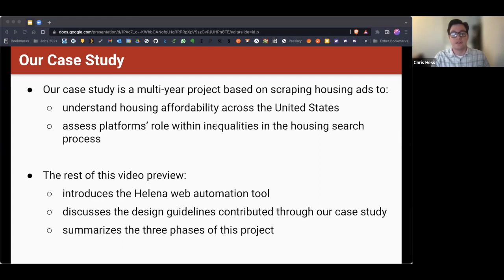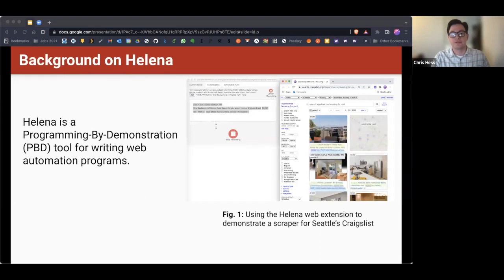Throughout the rest of this video presentation, I'll introduce the Helena web automation tool, I'll discuss the design guidelines we contribute in our case study, and I'll briefly summarize the 3 phases of this project's growth over time. I'll now briefly introduce the web automation tool Helena that is at the center of this social science computer science collaboration. Helena is a programming by demonstration tool for writing web automation scripts that users interact with via a Chrome browser extension.